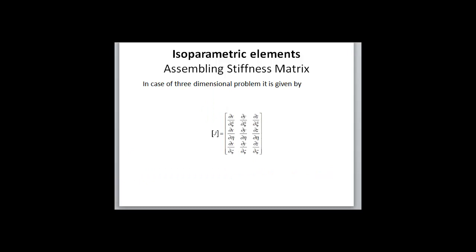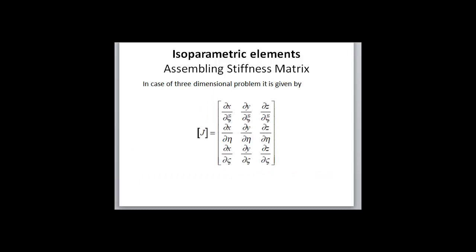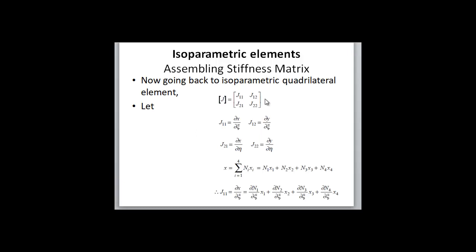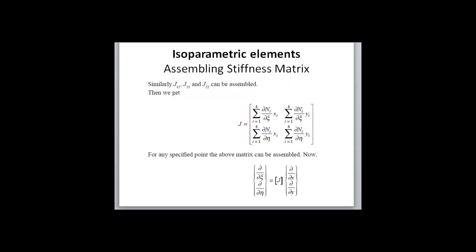In case of a 3-dimensional problem, the Jacobian matrix is given as shown in the slide. Now let us go back to the isoparametric quadrilateral element, and in order to get the Jacobian matrix, let us take the Jacobian matrix at nodes 1 and 2 with respect to the natural coordinate system epsilon and eta, and with the help of the shape function, the Jacobian matrix can be derived, and by substituting the value of i from 1 to 4 for any specified point, the above matrix can be assembled for the Jacobian matrix like this.